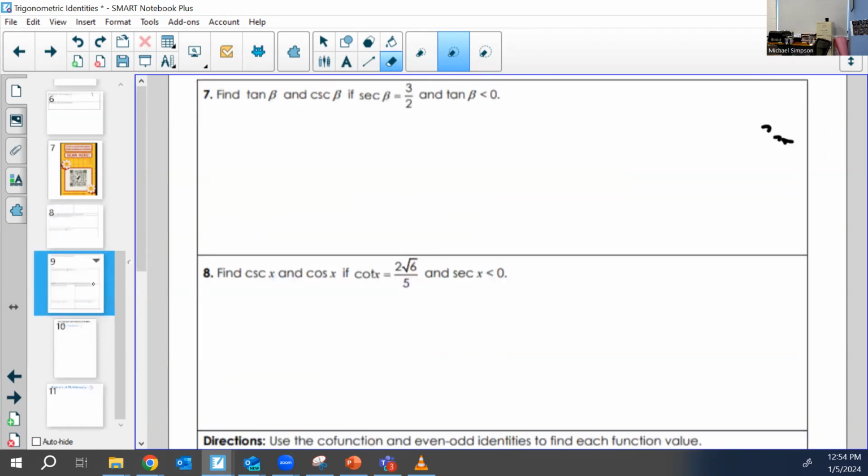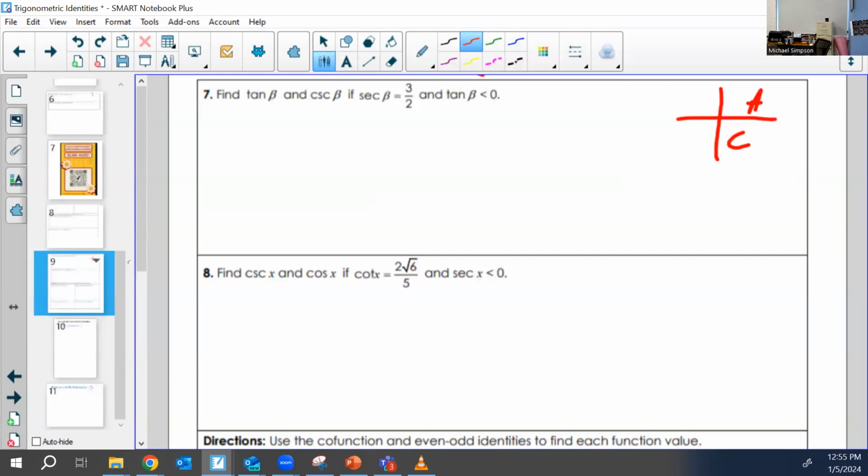Okay, so in number 7 homework, you're given secant b, right? And you're asked to find tan b and cosecant b. They also give you some restrictions. You have to figure out which quadrant that angle is in. If you look at CAST, secant is just like cosine, so secant is positive. Secant is 3/2. So which quadrant is secant positive in? Secant is like cosine, reciprocal.